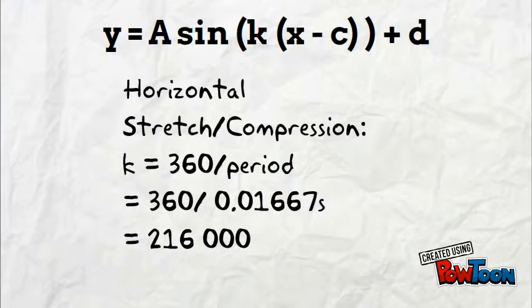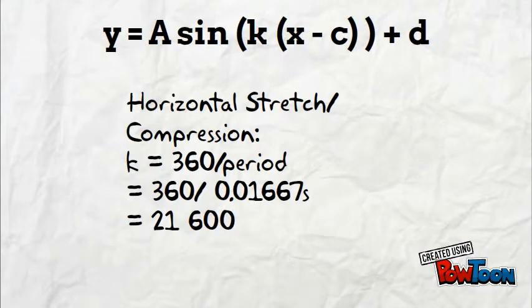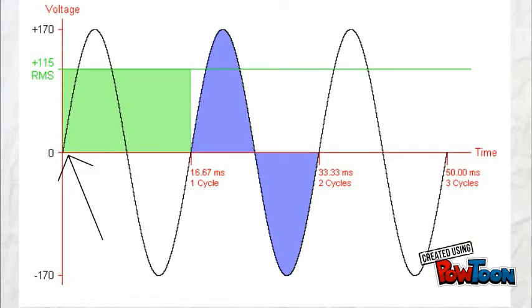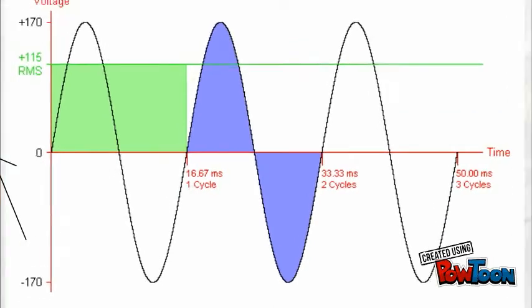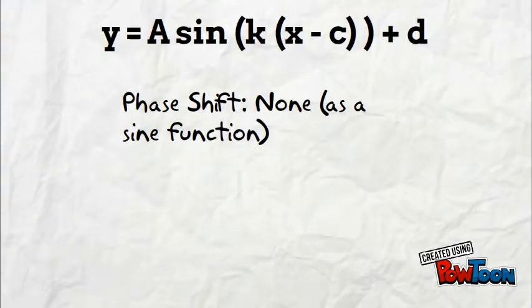So 360 degrees divided by 0.01667 equals 21,600. This graph starts at its axis, V equals 0, and then goes to its maximum, similarly to the parent sine graph. Therefore, it would be easier to create the equation of this function in terms of the sine function, because then we will not have to apply any phase shifts.